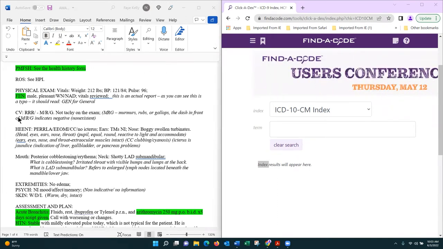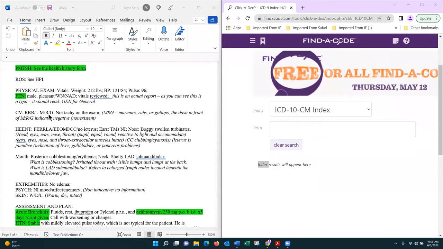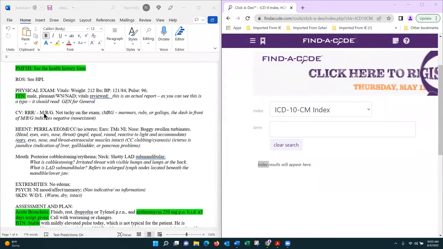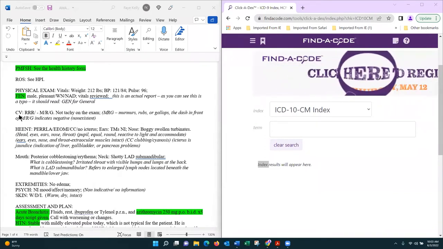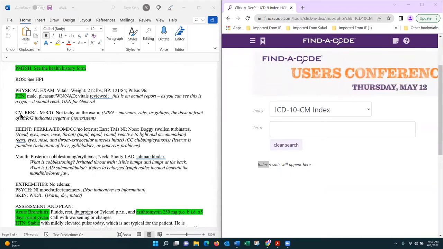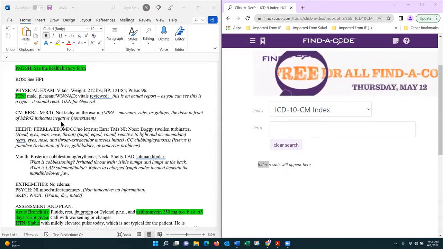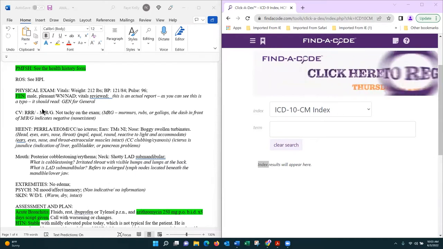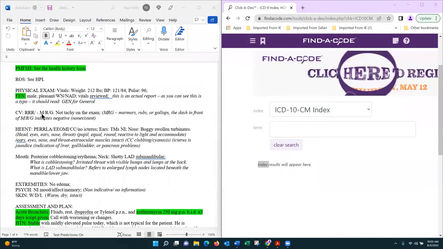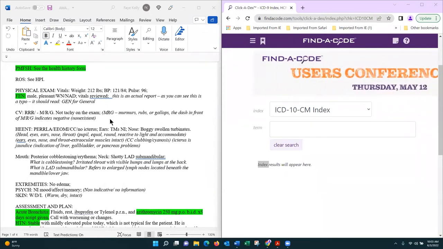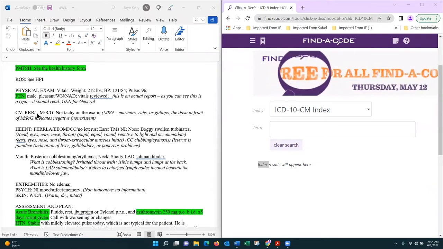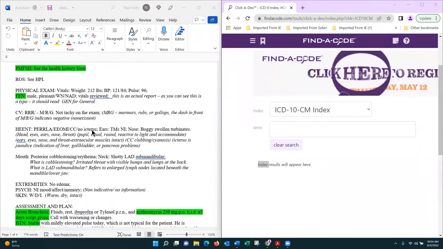Then we have the next line, just a line full of letters. This is the cardiovascular. We know that the patient's not tachycardic because it says not tachy on the exam. Then the RRR, we probably know what that is, regular rate and rhythm. But what is MRG? Is this actually murmurs, rubs, or gallops? And see the dash that the transcriptionist put in front of that? That means negative, non-existent.